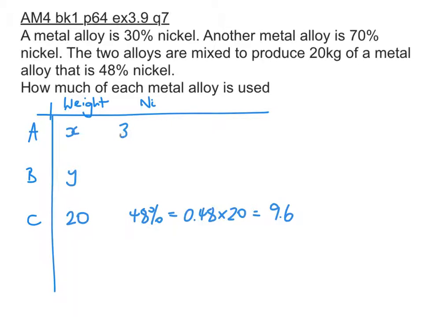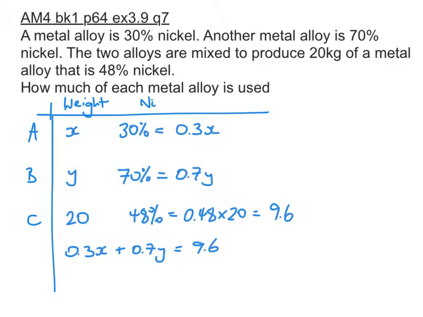We don't know what the weights are of the other two alloys, but we know that because the first one has a 30% nickel rating, 30% of x is going to be nickel. And in B, it has a 70% nickel rating, and therefore for a y amount of weight, 70% of that will be nickel. Those two amounts of nickel must equal the total of 9.6 that we want. And that's one equation with two unknowns.